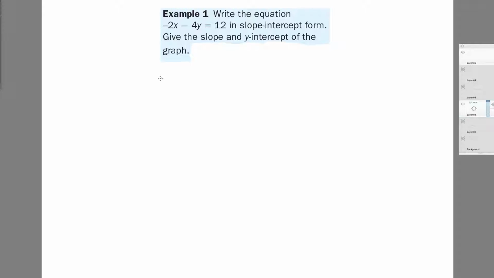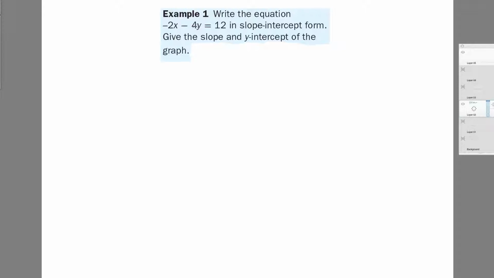Okay, here we are, example 1. Write the equation negative 2x minus 4y equals 12 in slope-intercept form. Give the slope and y-intercept of the graph. You need to rewrite this in slope-intercept form. In standard form, the coefficient of x is not the slope. So don't be confused by that.